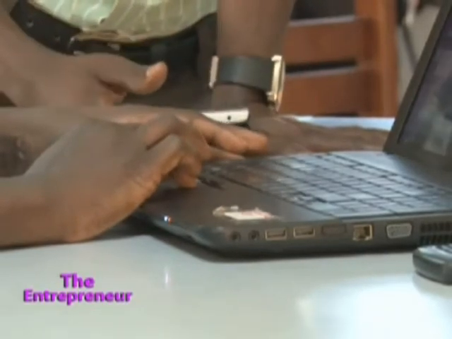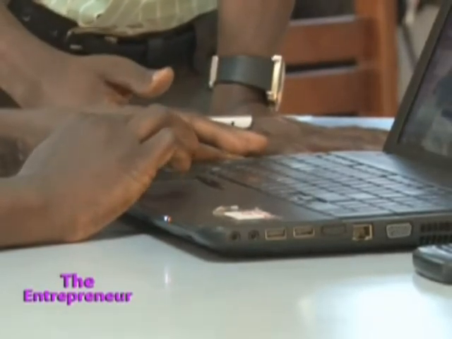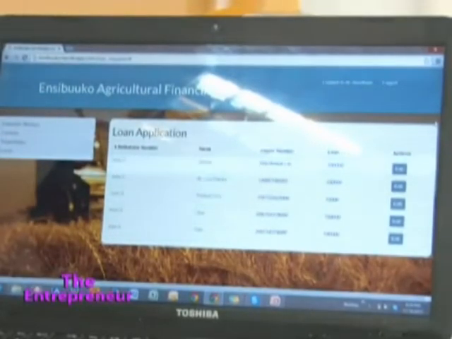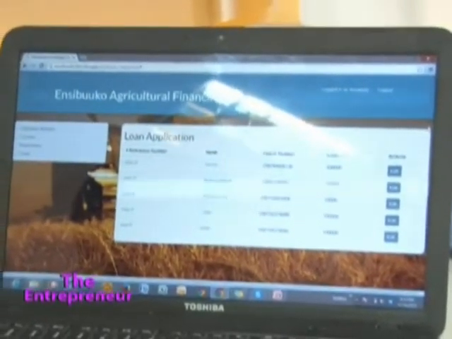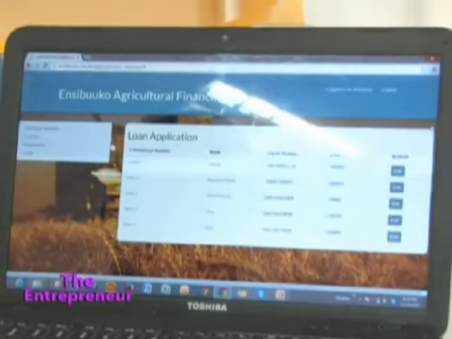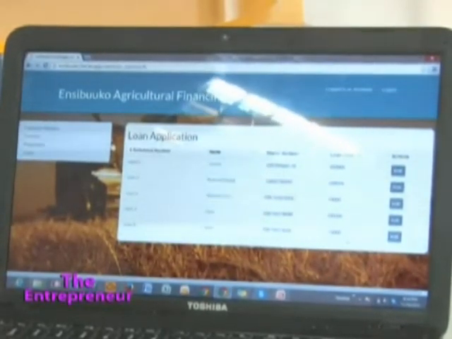The loan manager can approve the loan from their laptop or from their phone at their savings and credit cooperative society. And that money will be channeled right onto the phone of the farmer wherever he is, any time of the day. The farmer can also repay this loan wherever they are, any time of the day, using their phone.